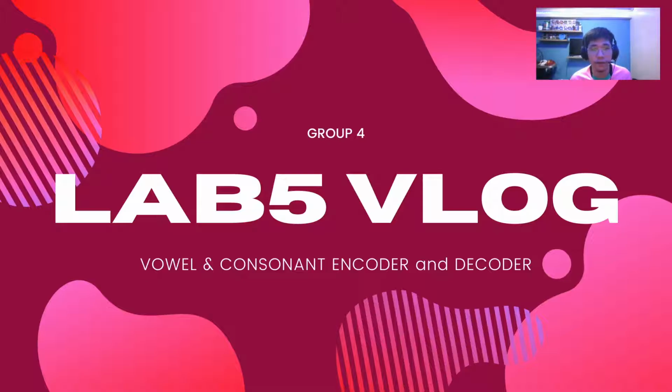And for my Lab 5 vlog, I'll be doing the vowel and consonant encoder and decoder. For this project, we'll have switches assigned to a specific name. The 7-segment display will only output the vowels A, E, I, O, U whenever a vowel is pressed. So we'll encode 10 characters, and we'll only decode 6. The letters we'll be decoding are A, E, I, O, U, and C.